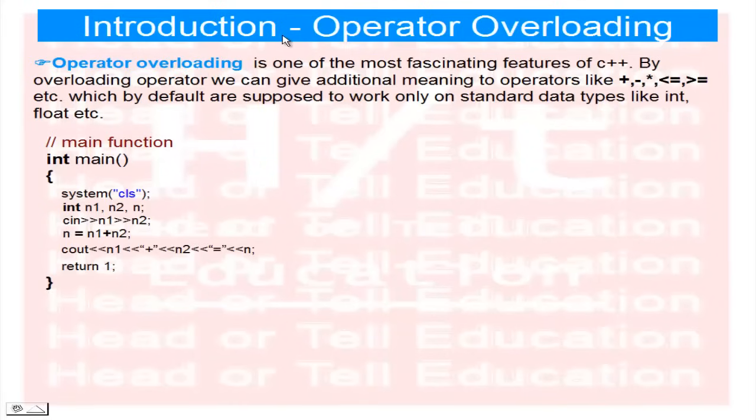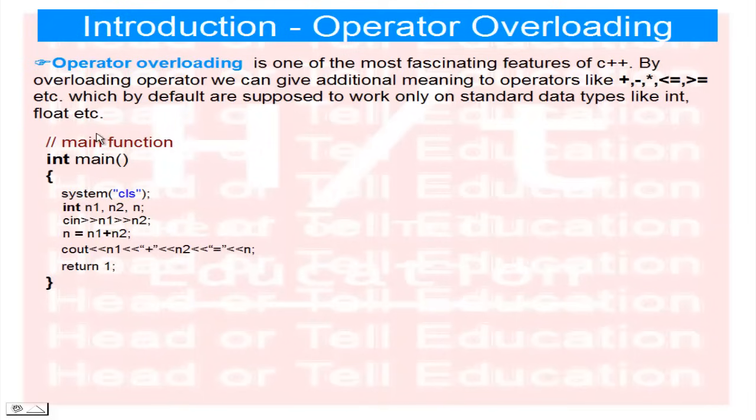So, introduction: operator overloading. Operator overloading is one of the most fascinating features of C++. By overloading operators we can give additional meaning to operators like plus, minus, into, less than equal to, greater than equal to, etc., which by default are supposed to work only on standard data types like int, float. Okay, so let me explain.